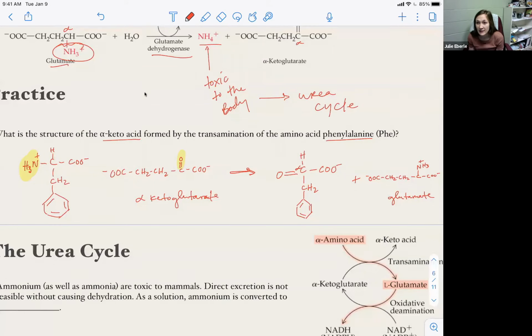So could we name the enzyme that does this? Remember, we just said we use the name of the amino acid, so phenylalanine.